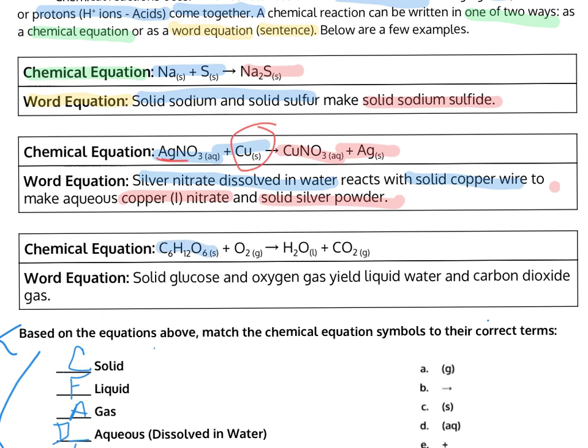C6H12O6 solid. That's called glucose. I would not expect you to know that that is glucose, but that is glucose. It reacts with oxygen gas, and that yields, so the yields means the arrow, H2O and CO2. That's liquid water and carbon dioxide.